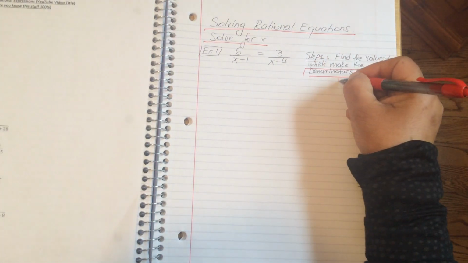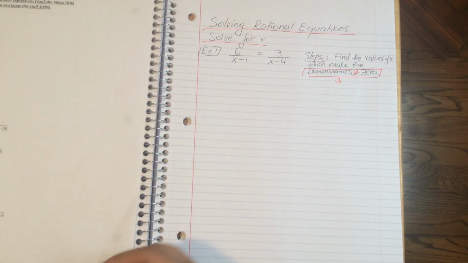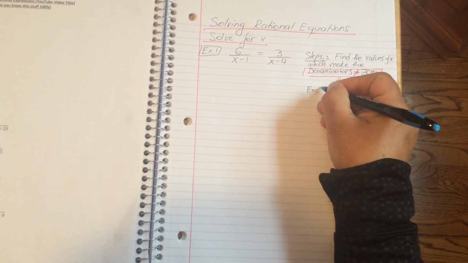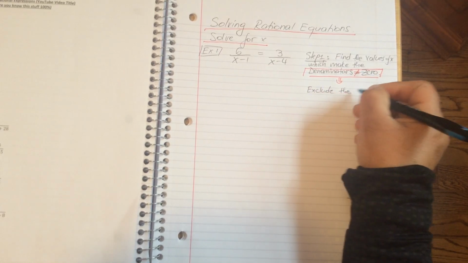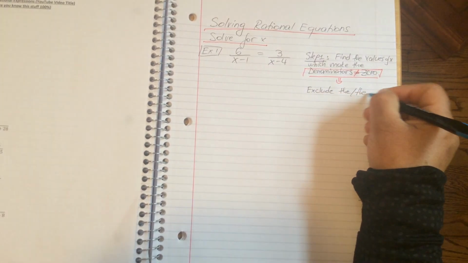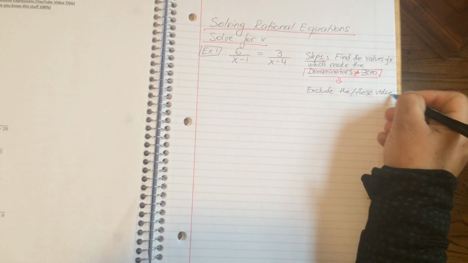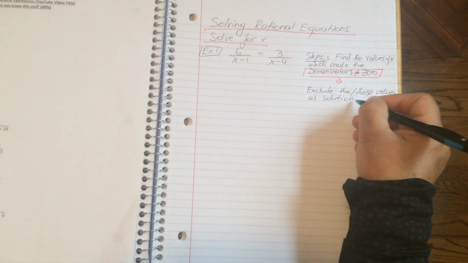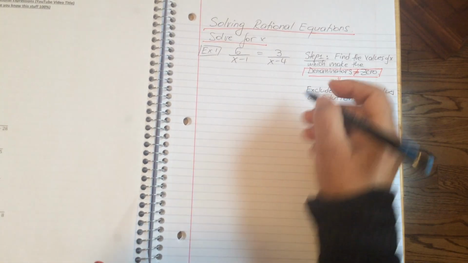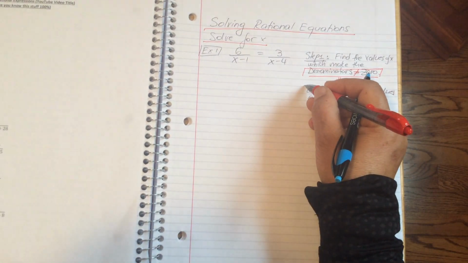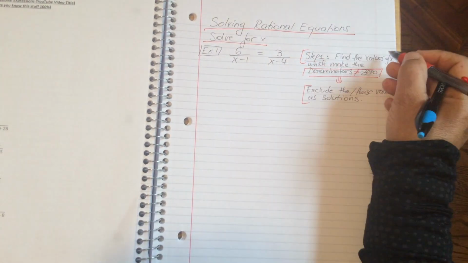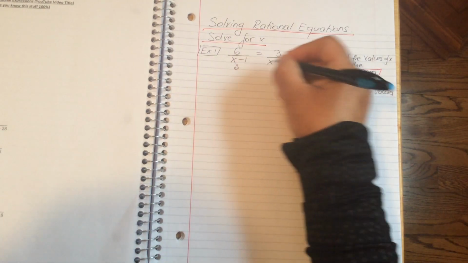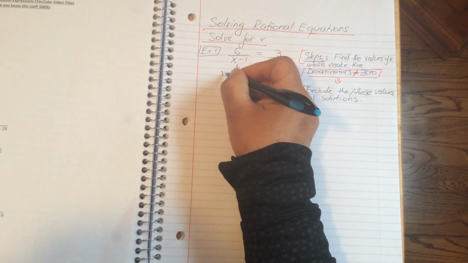And then exclude those values as solutions. They are not solutions. So they will not be in the solution set. Okay, now let's see. What we don't like? We don't like the denominator to be 0.